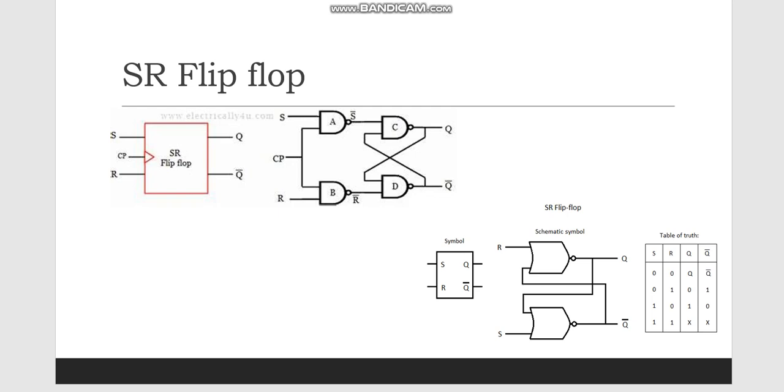The graphic symbol of the SR flip-flop is shown in the figure. You can see it has three inputs labeled as S for set, R for reset, and C for clock. It has an output Q, and sometimes the flip-flop has a complemented output, which is indicated with a small circle at the other output terminal.